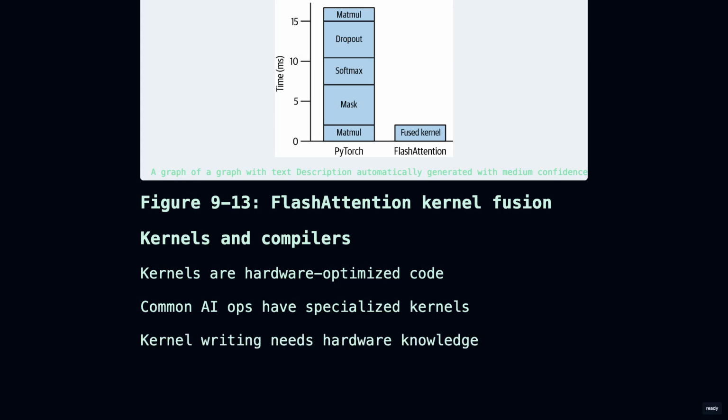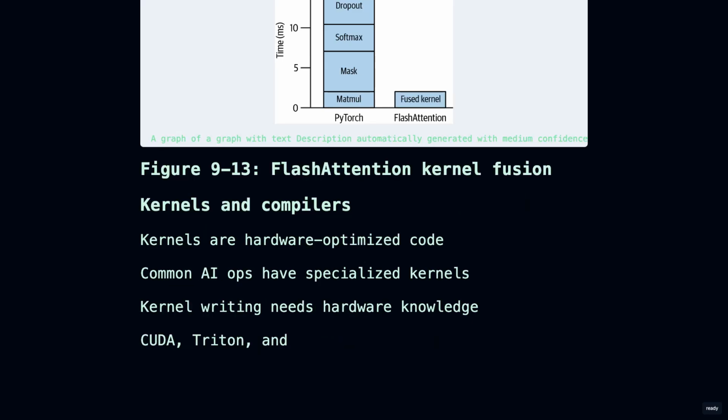To write a good kernel, you need to understand memory hierarchy and data movement. Performance depends not just on computation, but on how quickly data reaches the compute units. These kernels are often written in lower-level tools like CUDA, Triton, or ROCm. They give you fine control, but they are much closer to the hardware than Python is.